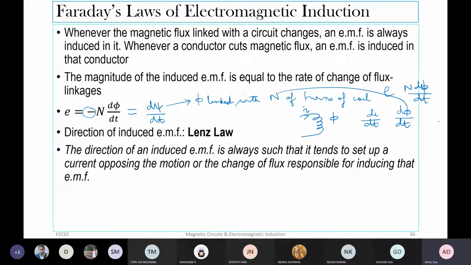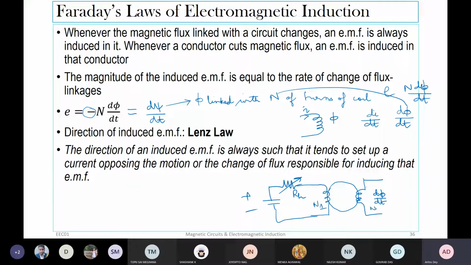So the EMF will be developed in such a way that it is trying to oppose its cause, right? Like if we have a coil and a resistor like this, and a battery connected with it. With a rheostat you are changing the current value, and if there is a toroid over that, there is another coil, so flux will be linked with it. There will be d phi dt, and if this is N1, this is N2, then N2 into d phi dt will develop the voltage, say this is equal to E.